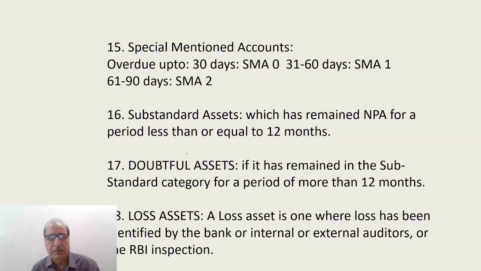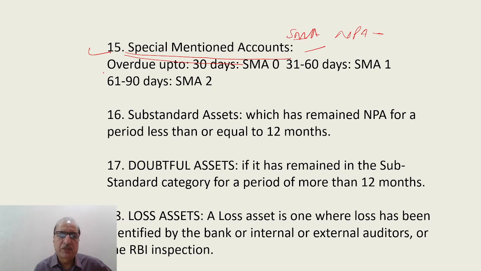So let's go to question number 15. Now we're coming to the NPA special mention accounts. These special mention accounts are not NPA, but they are likely to be NPA, potential NPAs. There are 3 types of SMA. Special mention accounts are also called SMA. An account which is overdue for 30 days, that the money has not come, will be called SMA 0. Then if no amount has come from 31 to 60 days, that will become SMA 1, and 61 to 90 days SMA 2. After 90 days the account will become NPA.